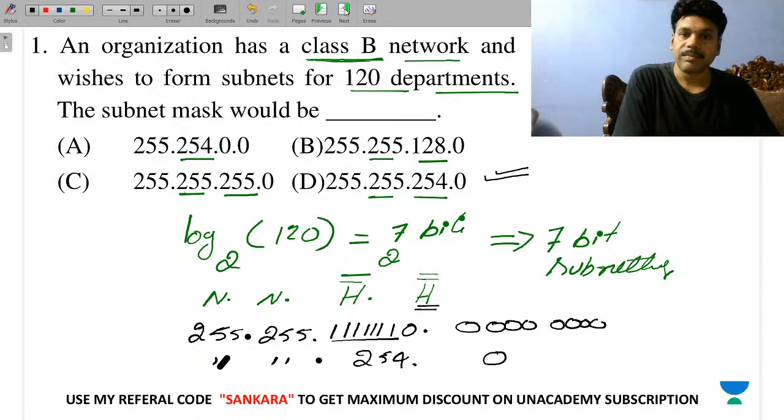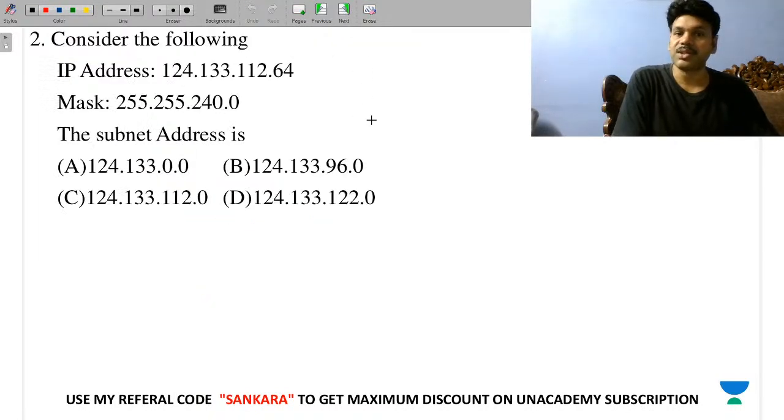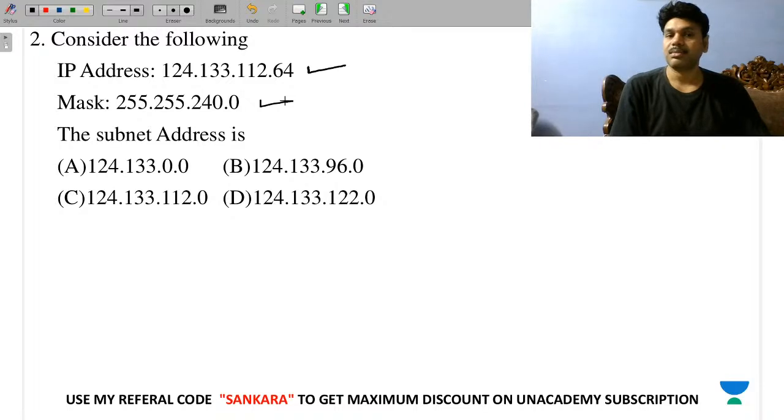Well friends, let us go to the second question. Let's crack it. So he is asking, an IP address is given and a mask is given. What is the subnet ID? That is the intention.